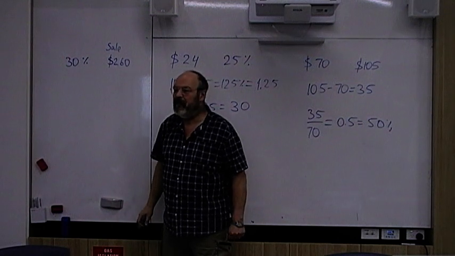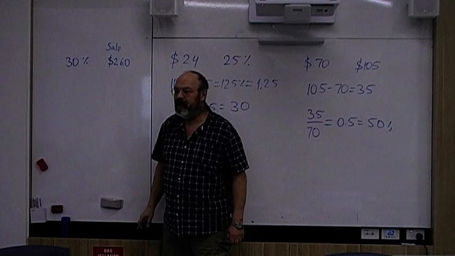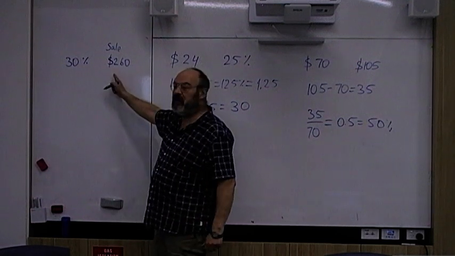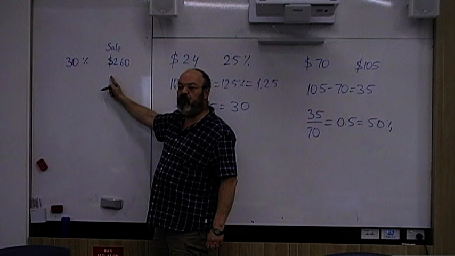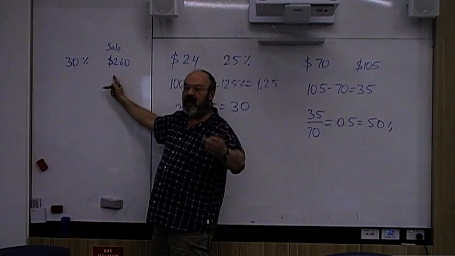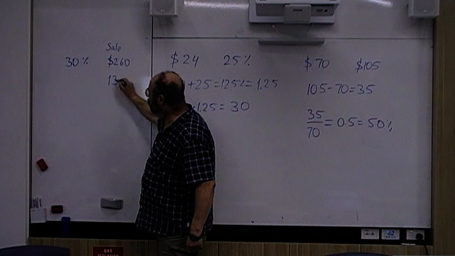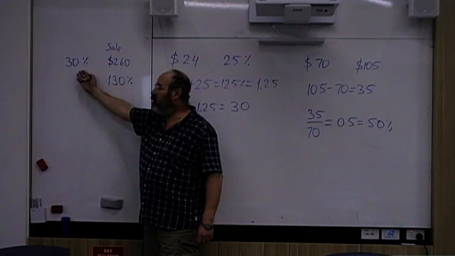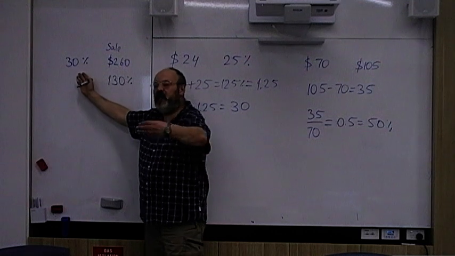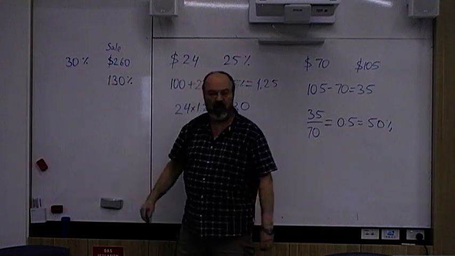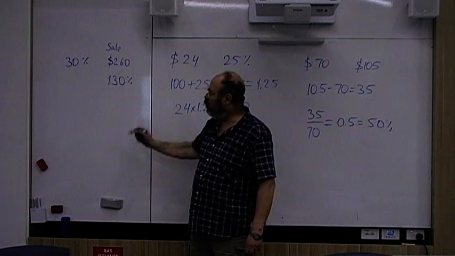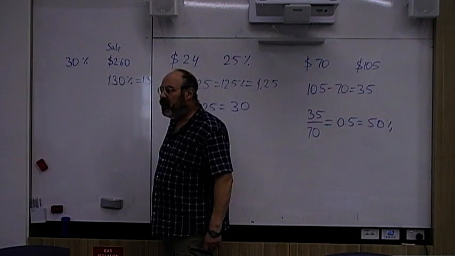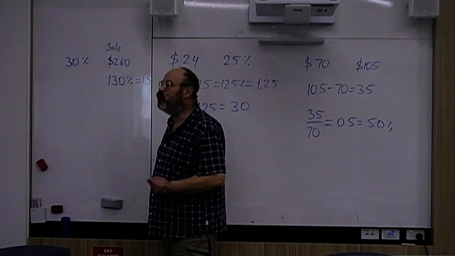So how many percent is this from the purchase price? 130%. Because you added 30% to the purchase price, and after you added 30%, you get $260. So 130%, which is 1.3. Why would it be times 260? It's not on the sale.